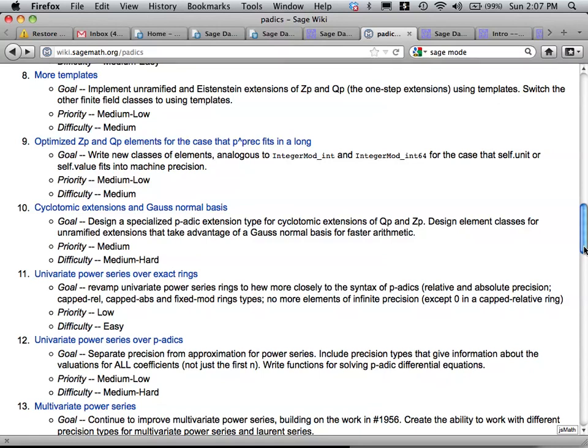If p to the precision cap fits in a long, you should be able to do things much faster. Currently, Sage always uses MPIR or GMP. So if you're working with small precisions and small primes, and you have templates, then you just write an easy backend which implements things with C longs, and it should be pretty easy to get better performance for small primes and precision cases.